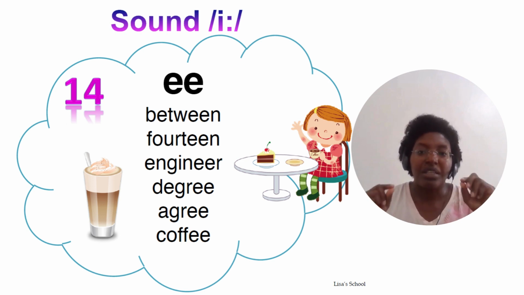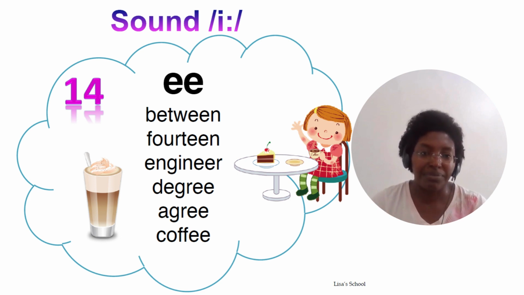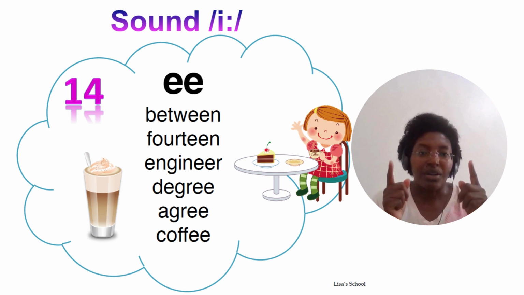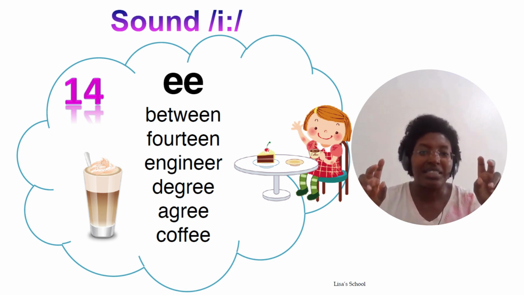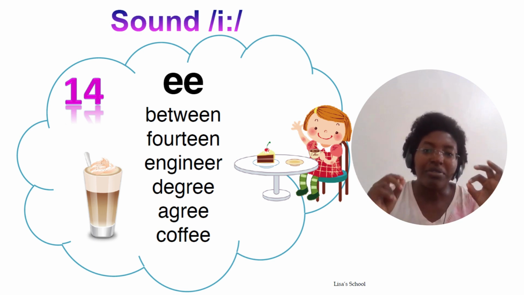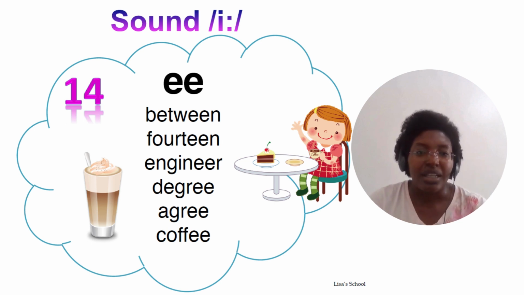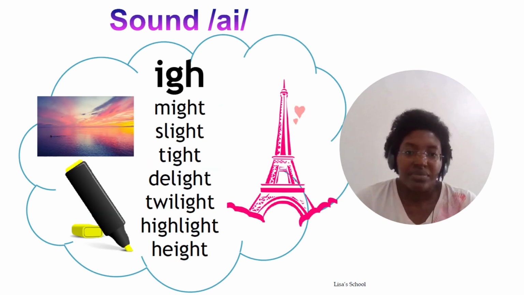So between, 14, engineer, degree, agree, coffee. You notice the long sound between, 14, engineer, degree, agree, coffee. So the double E has a little bit of a longer sound. Let's look at the next example.